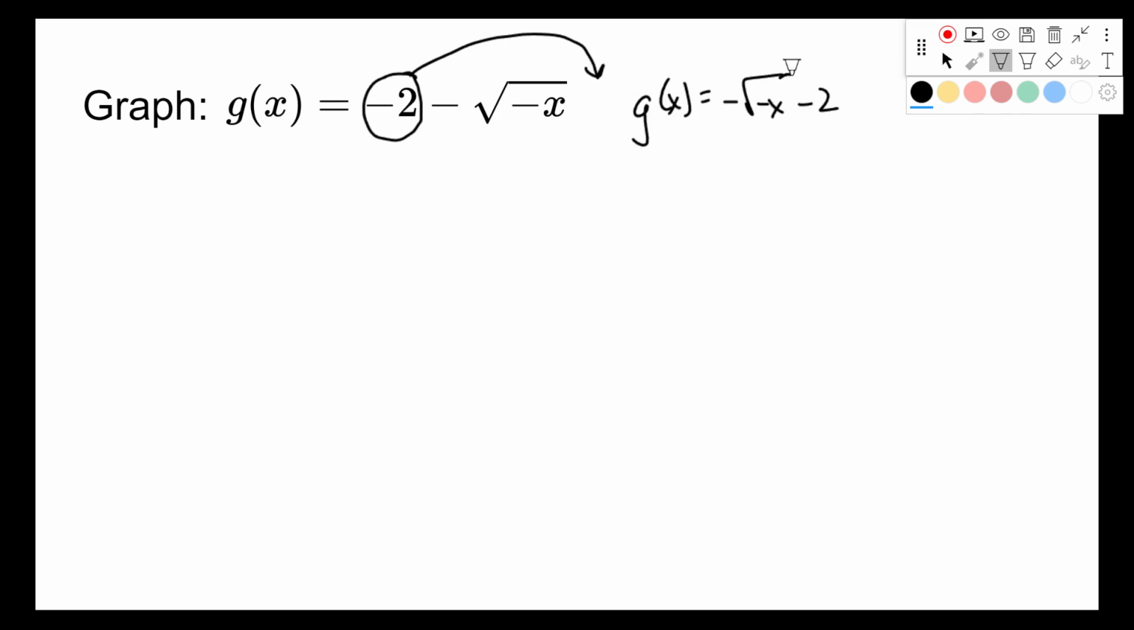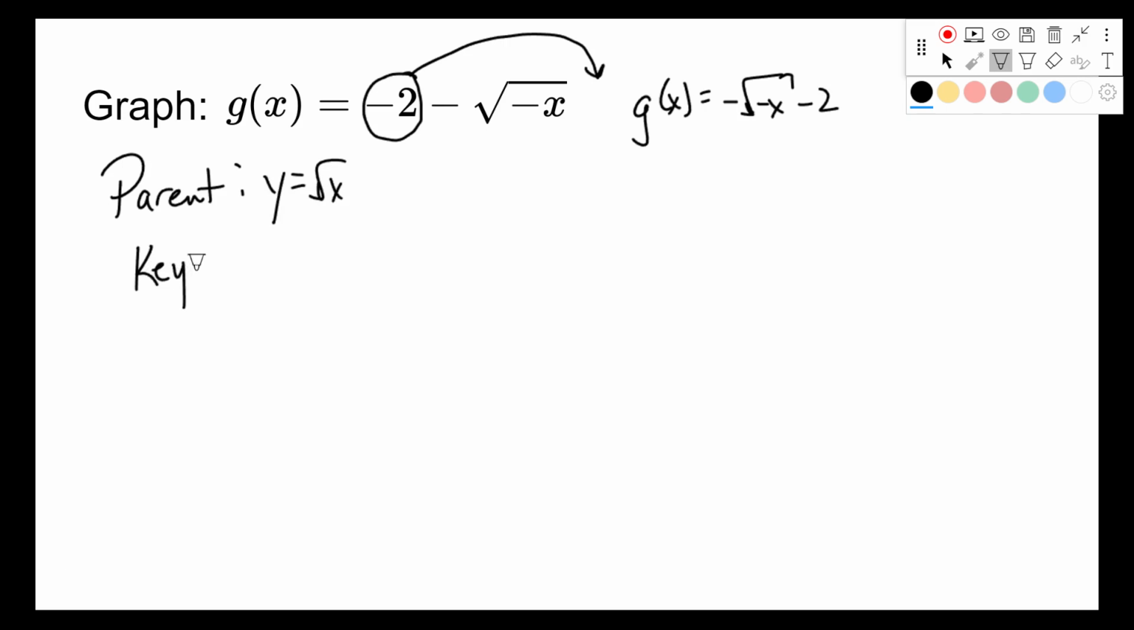There we go. Now it looks hopefully a little bit easier to identify. Okay, let's talk about our parent graph. Our parent graph would be the graph with no transformations on it. So that negative does something, that negative does something, and that -2 does something. So y equals square root x is my parent graph. Simplest graph I can make.